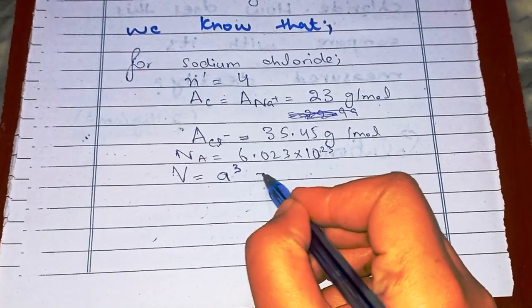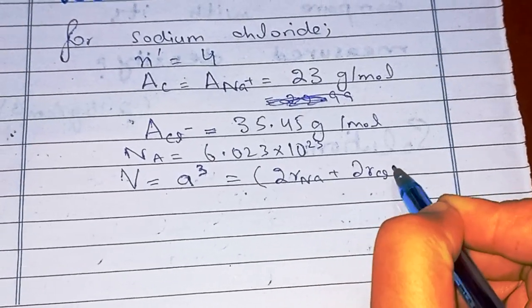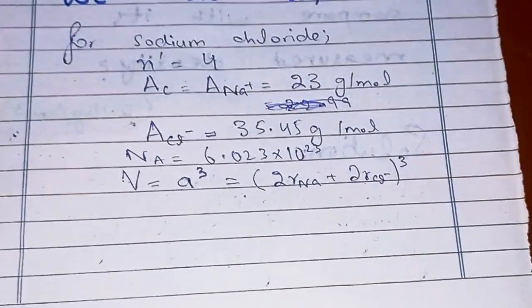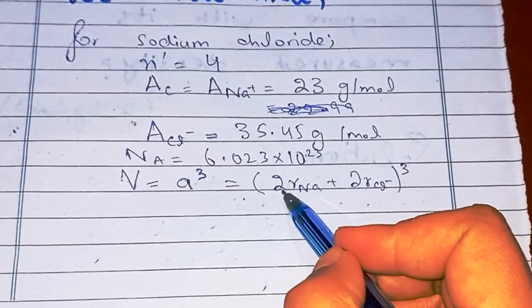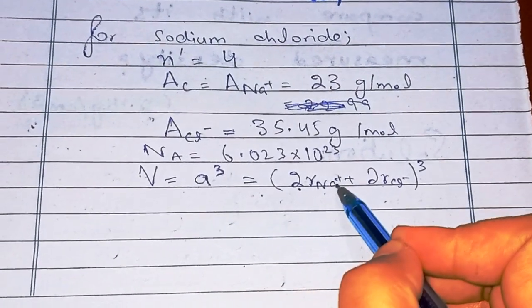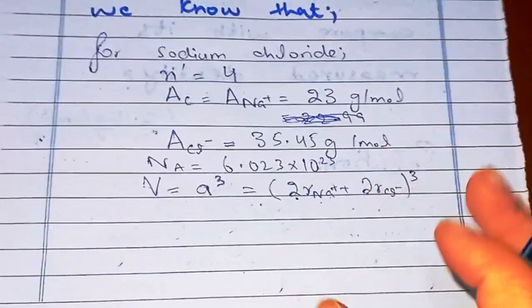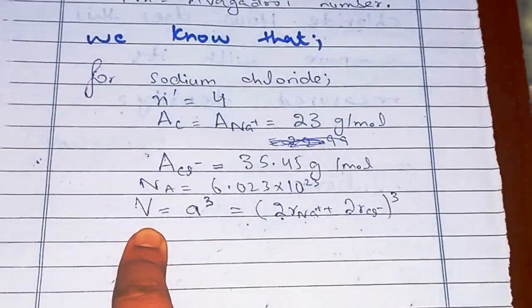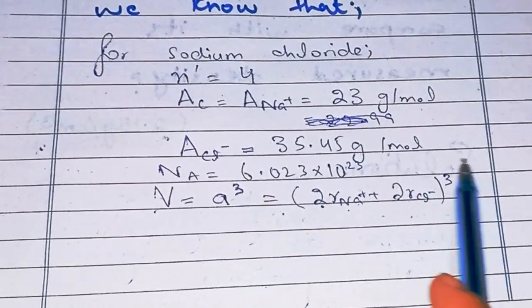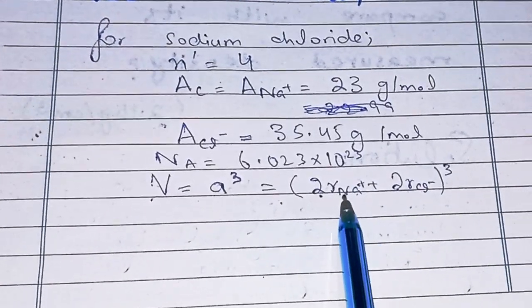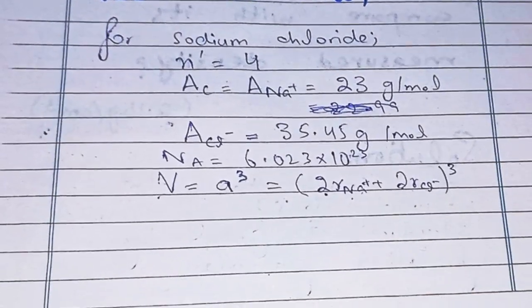Here a is equal to 2 times the radius of sodium plus 2 times the radius of chloride ion, whole cube. Okay, so a, the lattice parameter of the NaCl structure, is equal to 2 r_Na, the sodium ion's radius, plus 2 times the chloride ion's radius, and whole cube. That is the formula for the volume of NaCl. All those structures which resemble the NaCl structure will have a similar formula for the volume: 2 times the radius of cation plus 2 times the radius of anion, and whole cube. That is the formula, and we'll see another example as well.